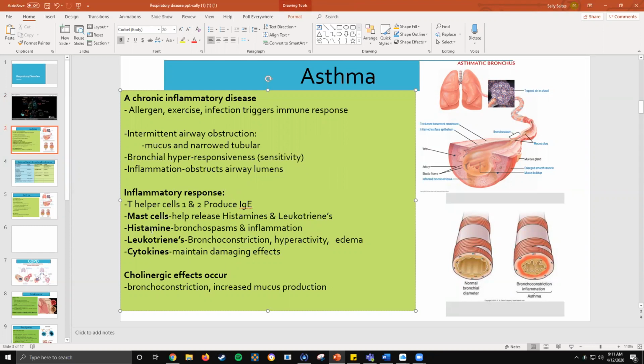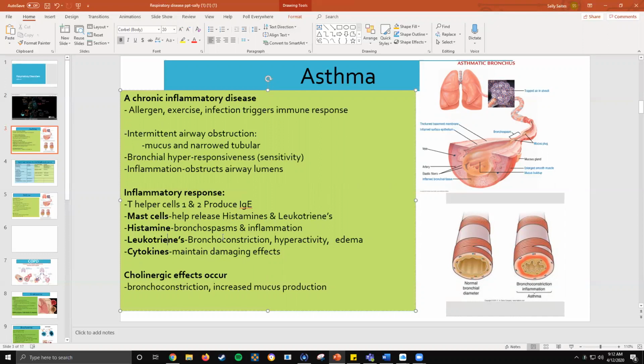So what happens is our T helper cells 1 and 2 produce IgE, so immunoglobulin E, and then we have mast cells that help release histamine and leukotrienes. Remember, this is the inflammatory process, so histamines and leukotrienes increase inflammation. Our histamines from our mast cells produce bronchospasms and inflammation. Our leukotrienes produce bronchoconstriction and hyperactivity along with edema. And then our cytokines, also part of the inflammatory process, kind of maintain this damaging effect. So keep it in place, because this really is all to help our body fight this allergen or infection.